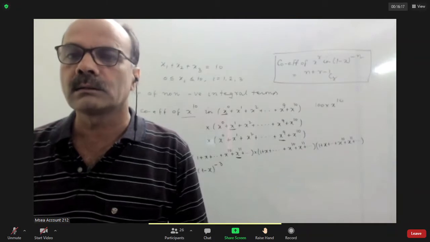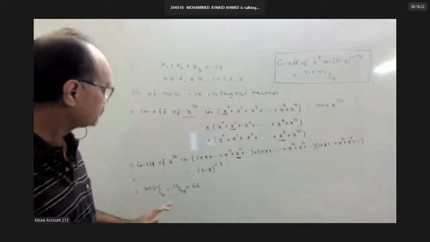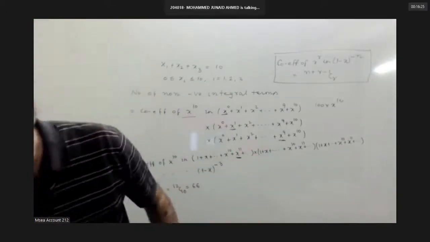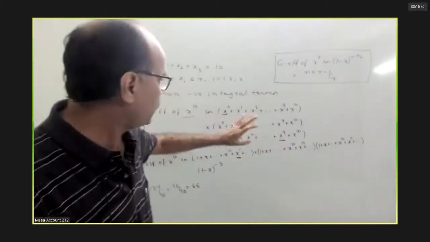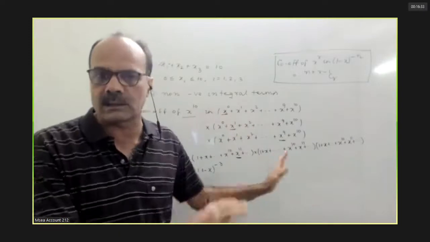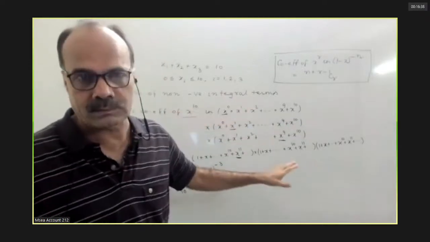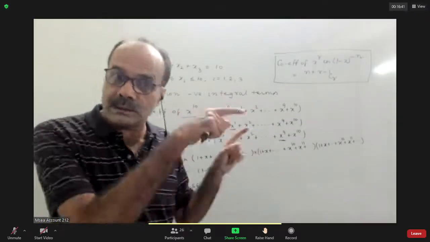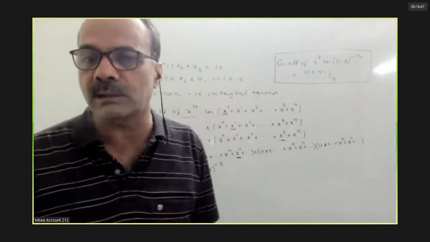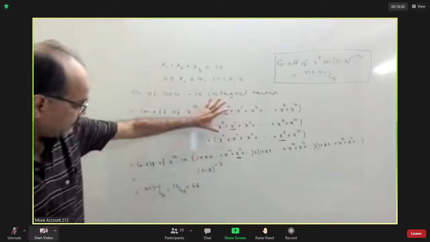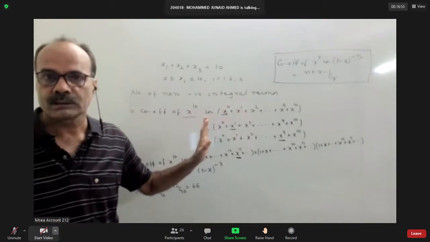Any doubt anywhere? Sir, there you wrote 100 into x power 10, no, sir. Take an example. Suppose in this product we are getting coefficient of x to the power 10 as 100, meaning 100 into x to the power 10. It means x to the power 10 will appear 100 times. So corresponding to each x to the power 10, there will be a solution. So that many solutions will be there. So here x to the power 10 will appear 66 times. Understood.